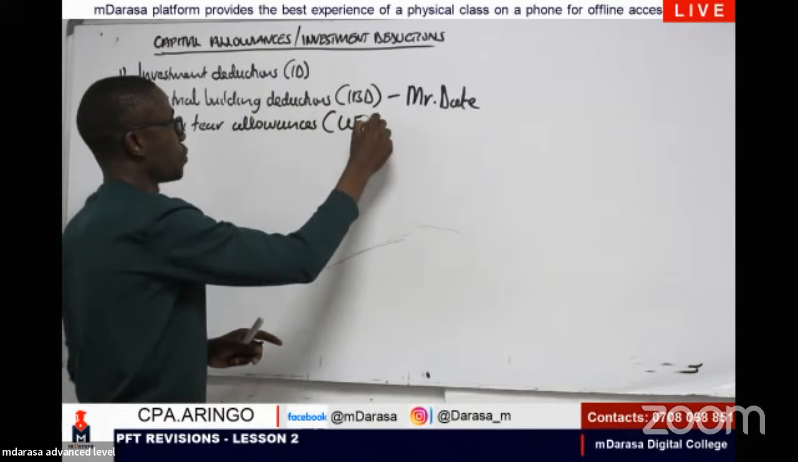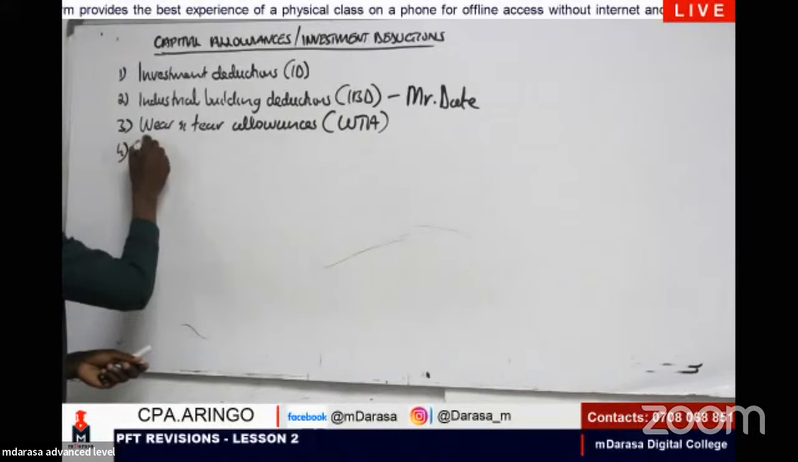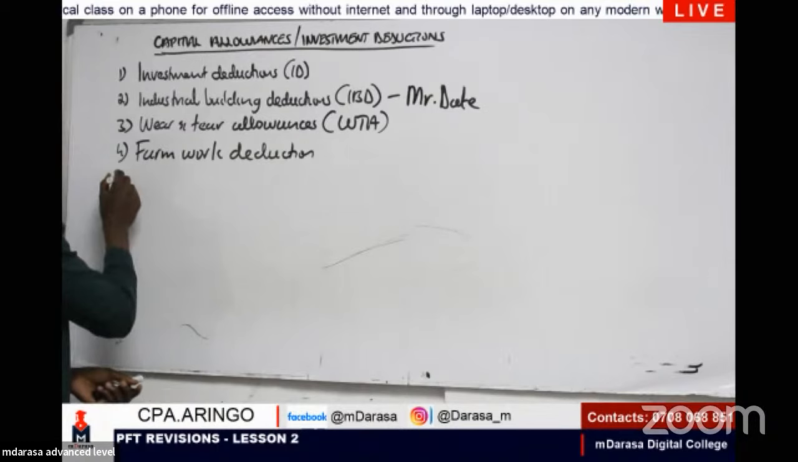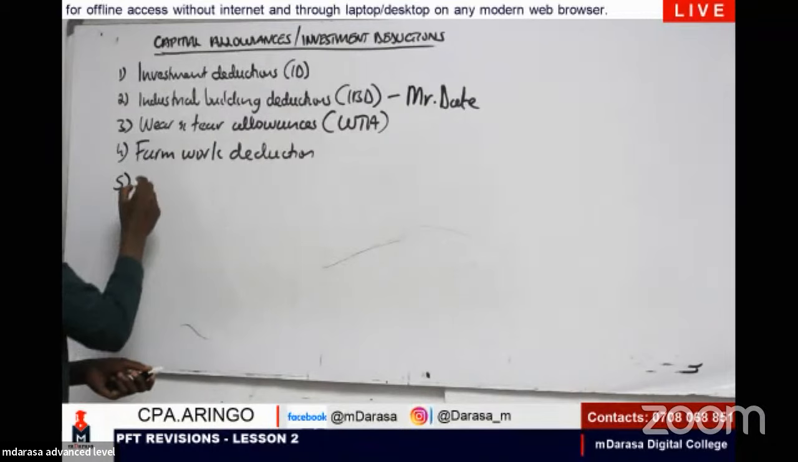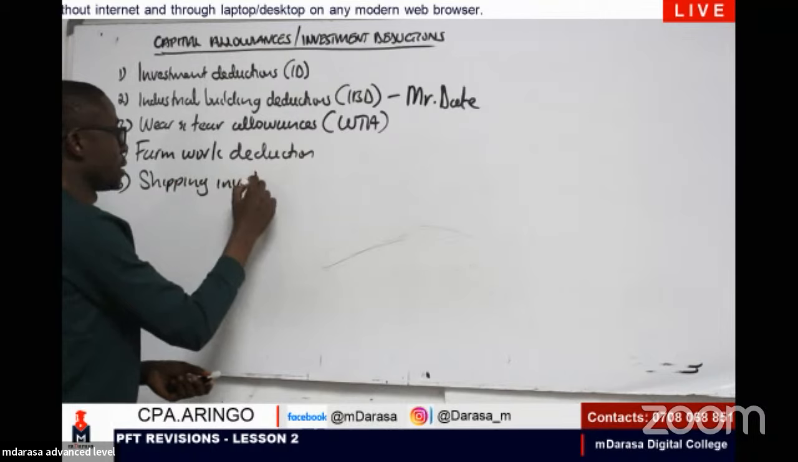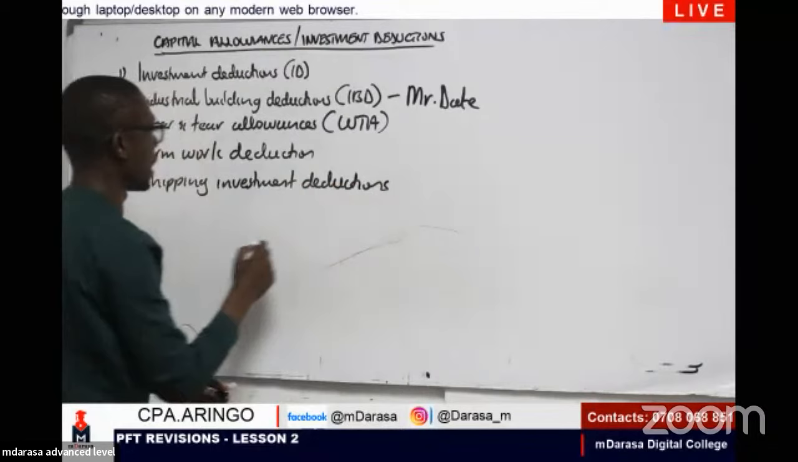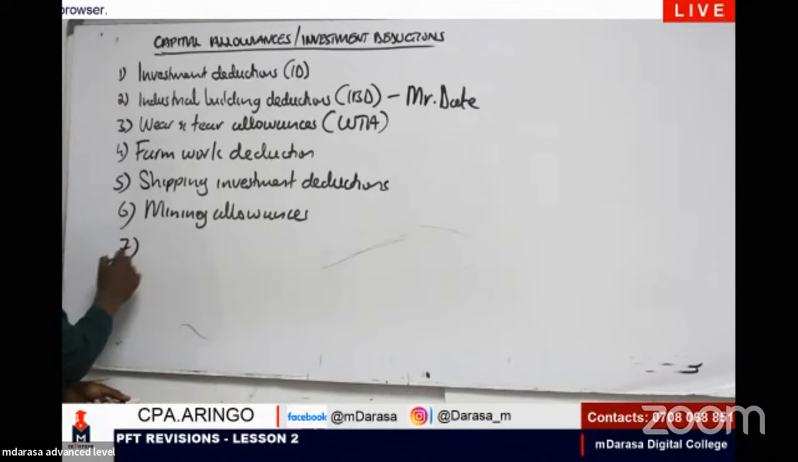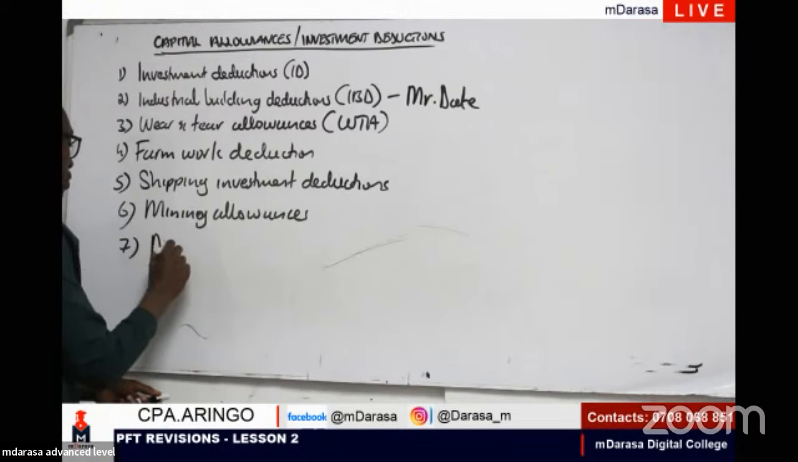The other component here, our number four item, is farm work deductions. Then the other component here, we normally talk of shipping investment deductions. We also have another item, number six. We normally refer to this as mining allowances. And of course, number seven, we term it as DIV, diminution in value.